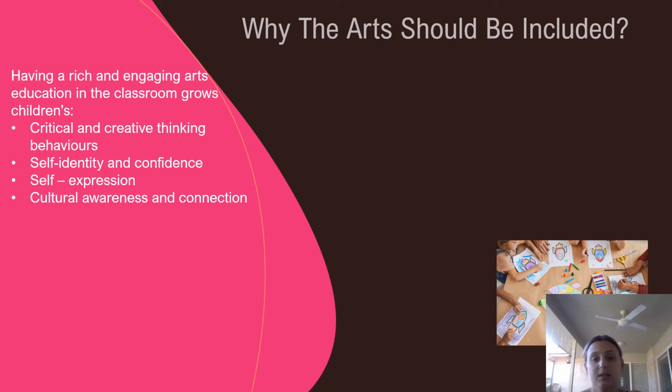Having an engaging arts education provides children's growth of critical and creative thinking, confidence, self-expression, and identity and culture awareness. The arts is so flexible, diverse, and student-driven that it drives children to build confidence in all aspects of self-growth and identity and confidence.